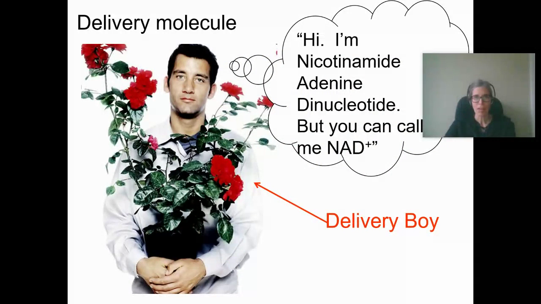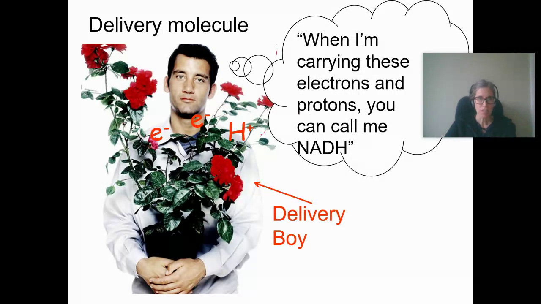So anyway, here's our first delivery molecule. He's called NAD+. The full name is nicotinamide adenine dinucleotide. You don't really need to know that, but he's our delivery person. And so see here, instead of flowers, he doesn't really have flowers, sorry. He's actually traveling with electrons and a proton.